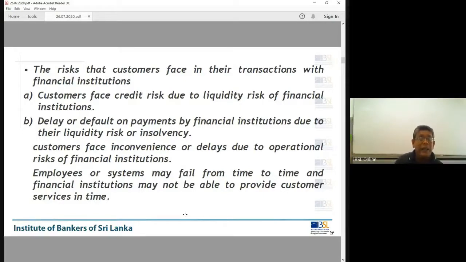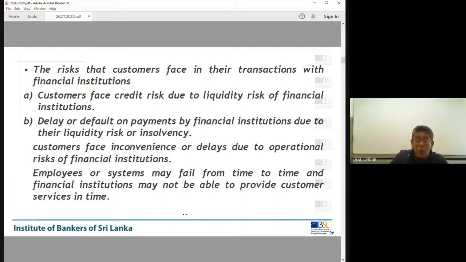Okay. Next one, customers face inconvenience or delays due to operational risk. Now, let's look at it. Because of operational risk, what are the risks faced by the customers? Why does operational risk come? Because of lack of internal control. Second, due to employee problems, or maybe due to some unforeseen activity, or maybe due to some system failure.